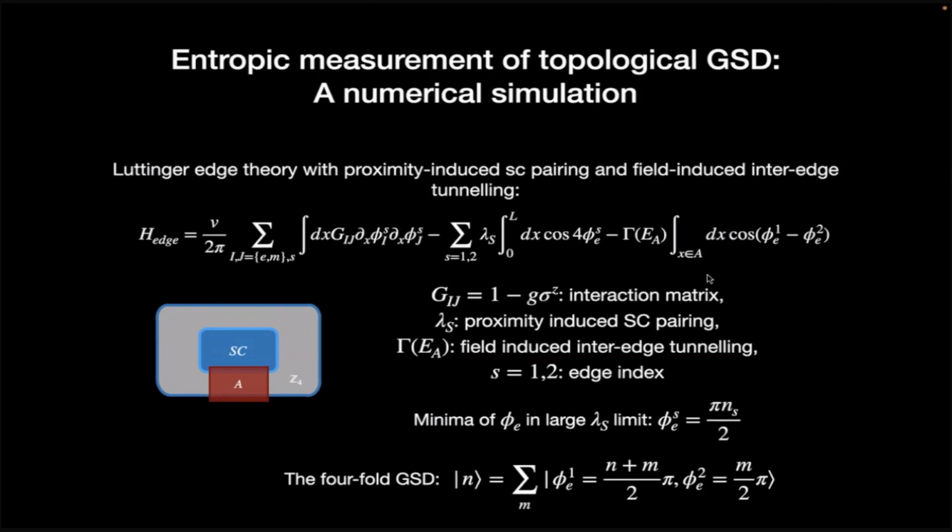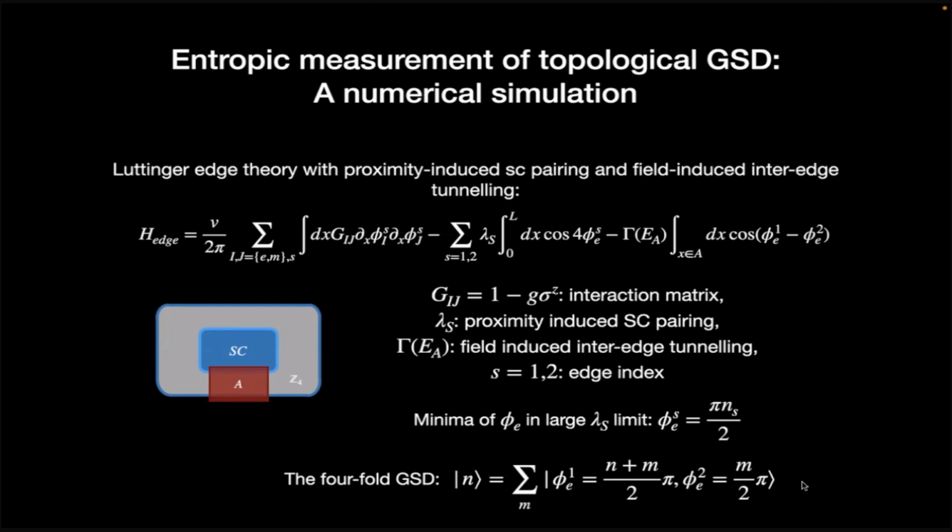Yes, so this can basically be viewed as a Wilson line operator joining these two edges, and this is allowed if the E anyon is condensed. Okay, so these states labeled by N are actually the actual four-fold ground states. It's a combination of states with these two fields pinned to fixed minima.